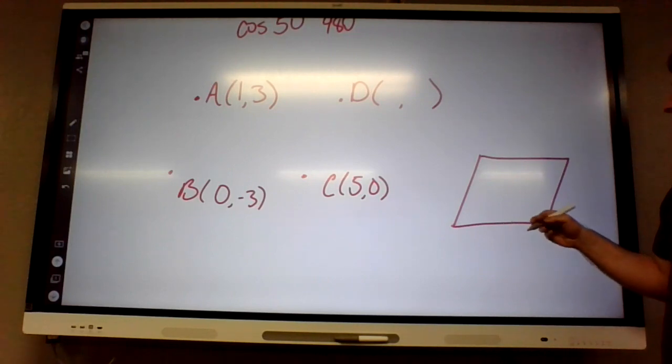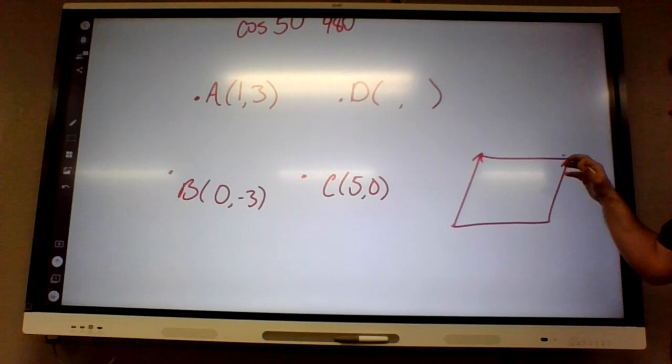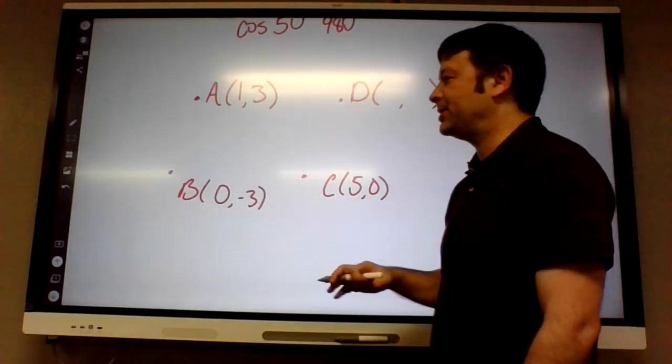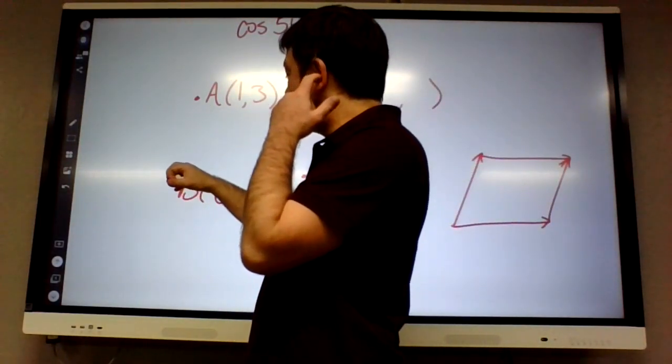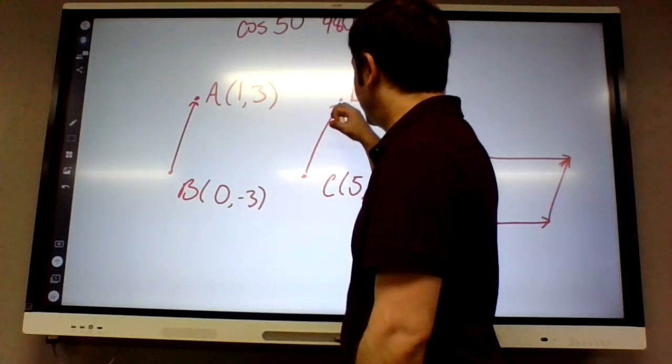Right. So if we think of them in terms of vectors, this vector would match this vector, and this vector would match that vector. So could you just compare it to the other points and then put in the answer? Yeah, there's a bunch of ways we could do this. If I was doing it, I'd probably ask how do we get from B to A, and then do that same vector to get from C to D.